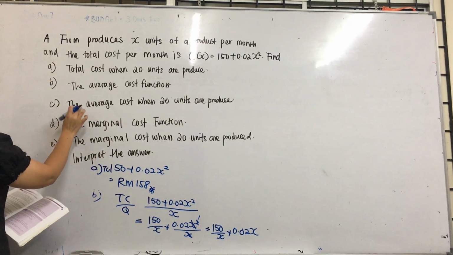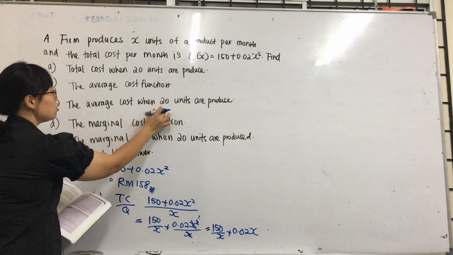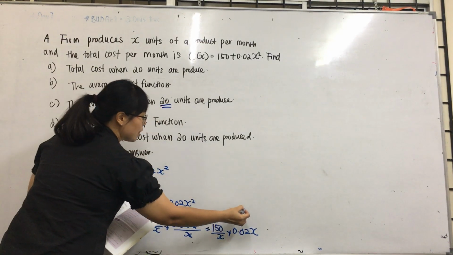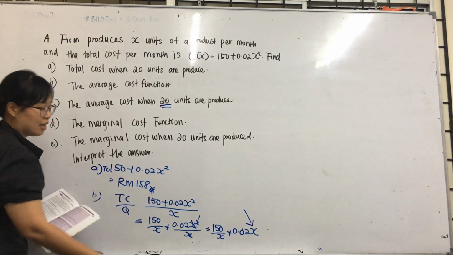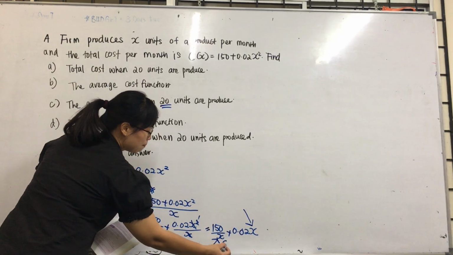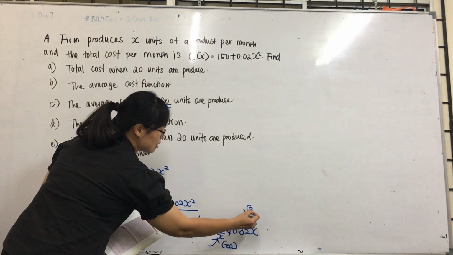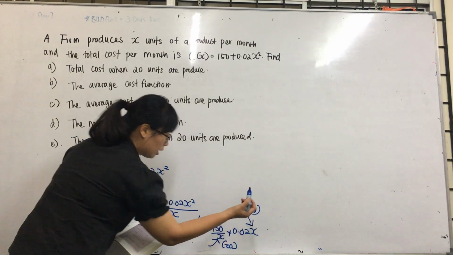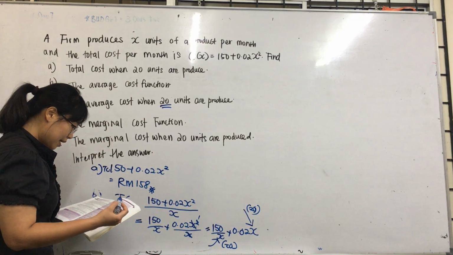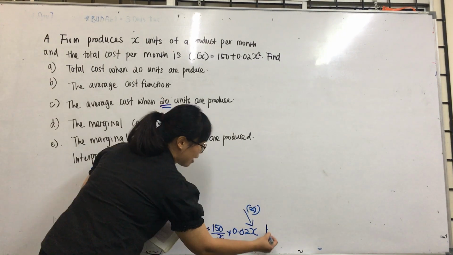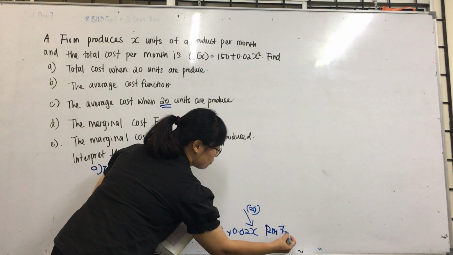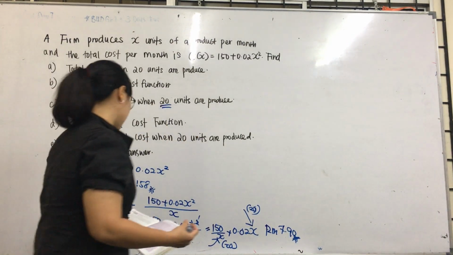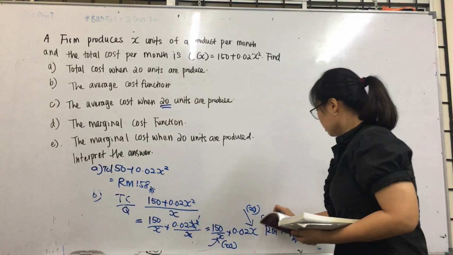For C, the average cost when 20 units are produced. 20 units are produced, so you just plug in the 20 into the x. You just plug in the 20 into your x. So you can get the answer. So the answer here is RM 7.90 average cost. Okay, so this one is your C.